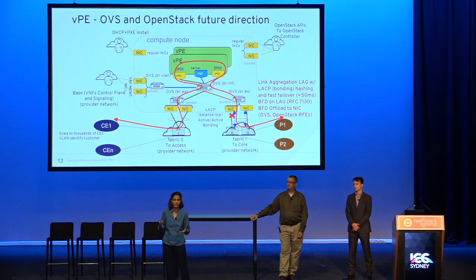But if you want to go to 50 milliseconds or below, you're probably looking at offloading, and you want to maintain that latency and jitter. For BFD, you're going to have to look at BFD offload to the NIC at some point.